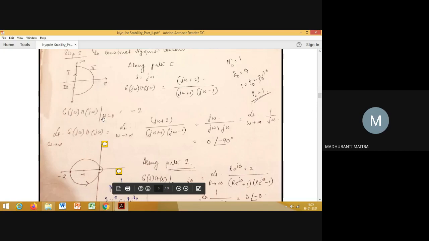GH of j omega, when omega is equal to 0, this value will be 0, this one will be 0, this one will be 0. Hence the magnitude will be 2 divided by 1 into minus 1, that is minus 2. So this can be written as 2 angle 180 degrees, plus 2 angle 180 degrees. Yes or no?